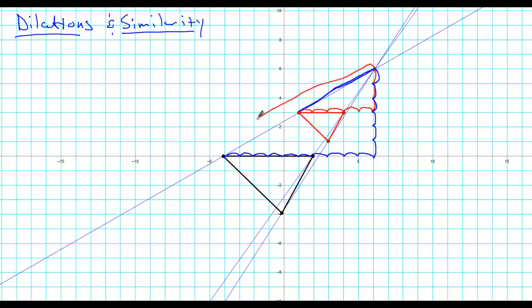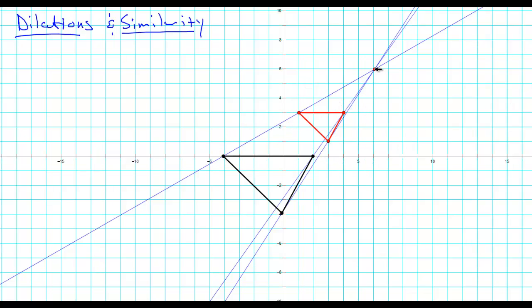So I could do some Pythagorean theorem stuff here and figure out the hypotenuse of this right triangle and then double it, and it would equal the hypotenuse of this entire right triangle. So that may not make any sense, maybe a little more than you wanted to know about dilations.